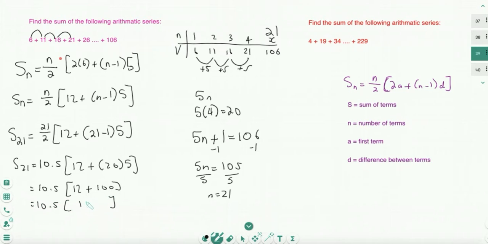100 plus 12 is 112. And we're just going to multiply these. 10.5 times 112 is 1,176. And this is your answer, okay?